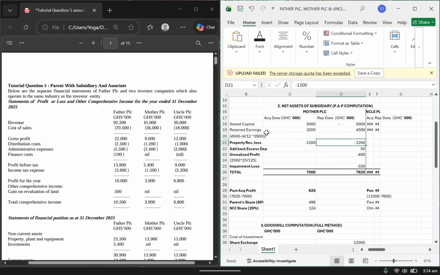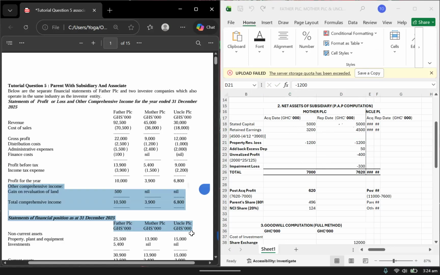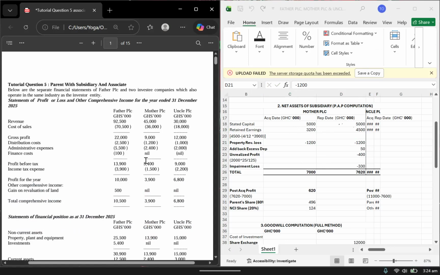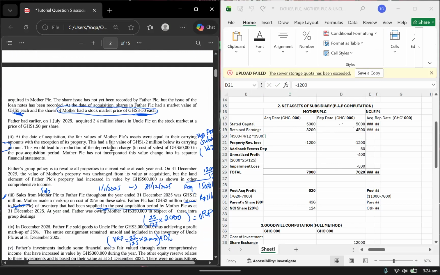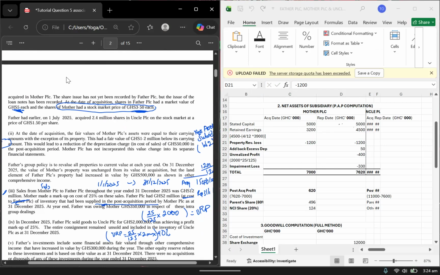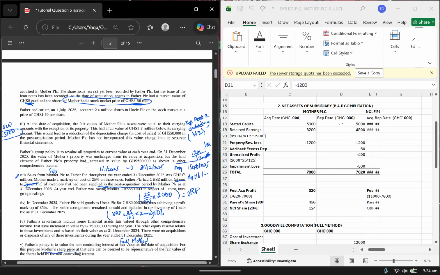3,200. Okay, so that's how they got the retained earnings. Now there was property revaluation loss. That one's why I explained it. Okay.